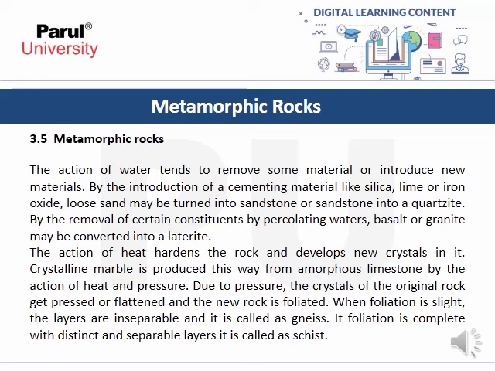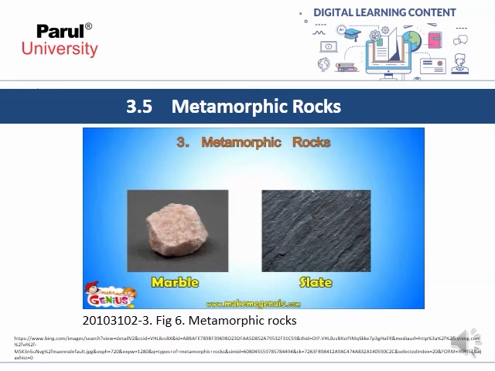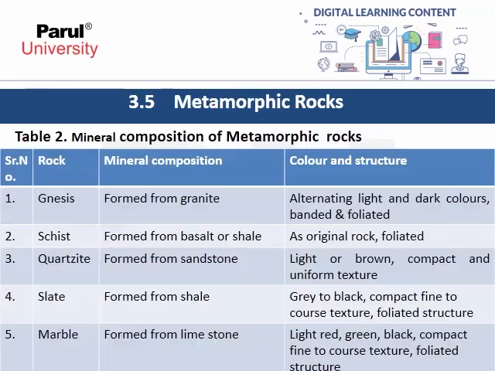Crystalline marble is produced this way from amorphous limestone by the action of heat and pressure. Due to the pressure, the crystals of the original rock get pressed or flattened, and the new rock is foliated. When foliation is slight, the layers are inseparable, and it is called gneiss. When foliation is complete, with distinct and separable layers, it is called schist. It is an example of a metamorphic rock. So here, marble and slate are classical examples of metamorphic rock.